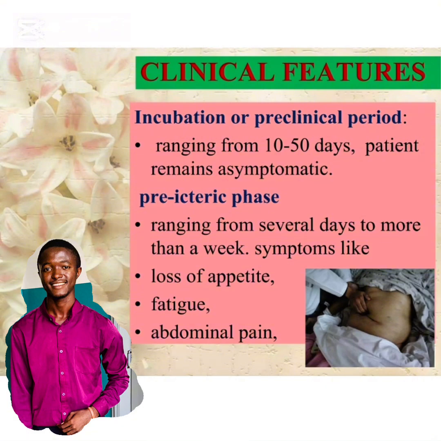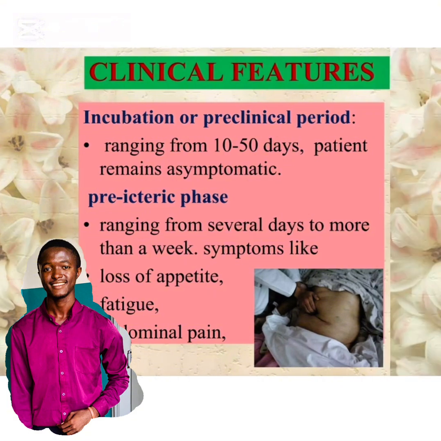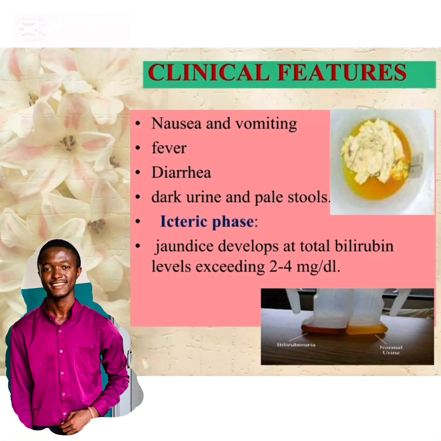Clinical features include the incubation or preclinical period, which ranges from 10 to 50 days. The pre-icteric phase ranges from several days to more than a week. It shows symptoms like loss of appetite, fatigue, abdominal pain, and many other symptoms which emerge after the fatigue and abdominal pain.